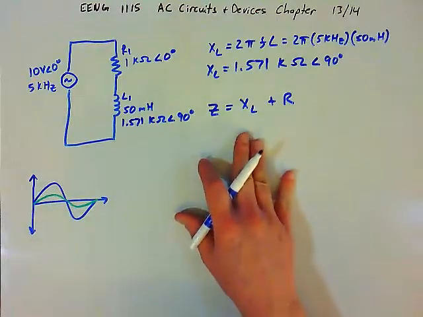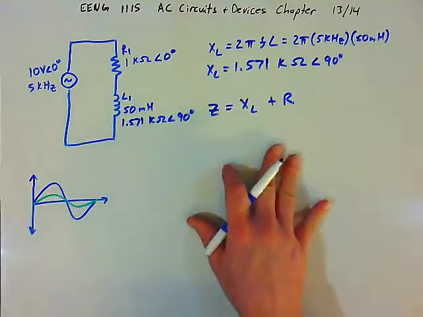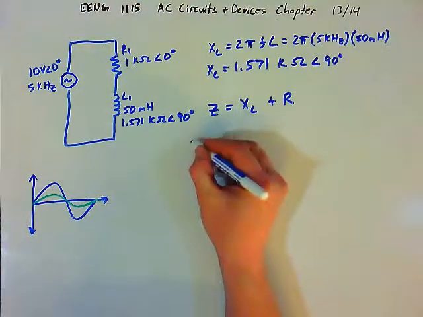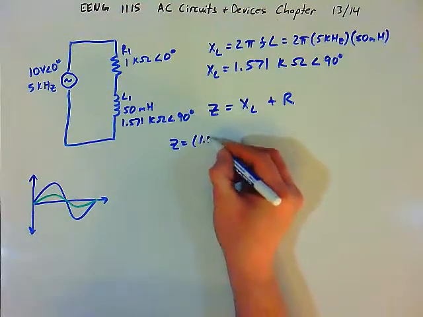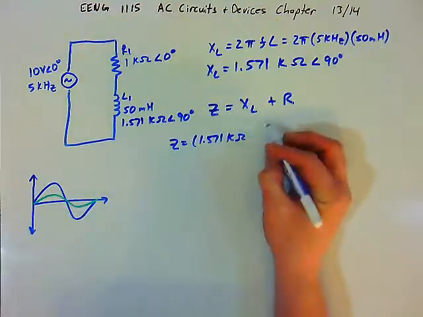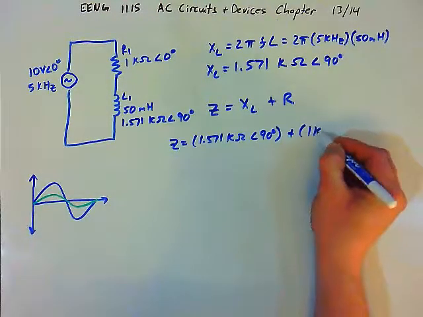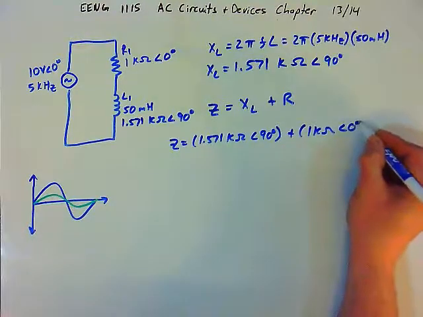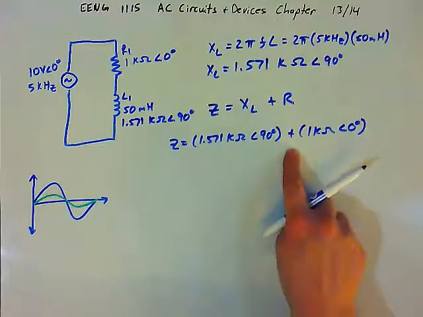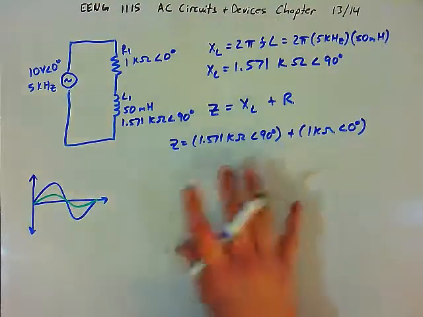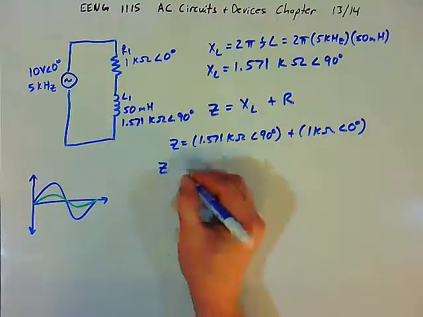If they were in parallel, we would use the same kind of parallel formula, product over sum, or the reciprocal of the sum of the reciprocals. So the total impedance of this circuit will be X sub L, which is 1.571 kilo ohms at an angle of 90 degrees, and we're going to be adding to that 1 kilo ohm at 0 degrees, which is the resistance. Now when I'm adding vectors, it's going to be a lot easier for us if these vectors were in rectangular form. It's a lot easier to add vectors in rectangular form than it is to add them in polar form.